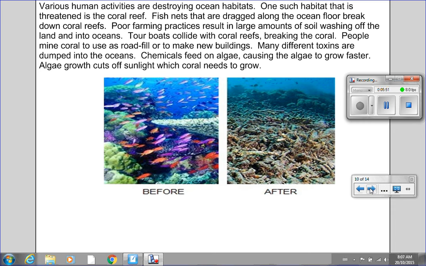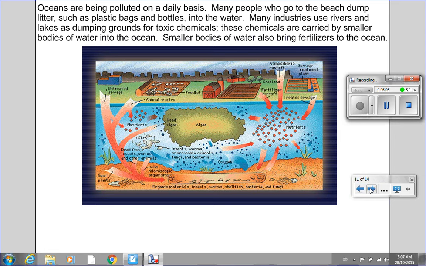Many different toxins are dumped into the oceans. Chemicals feed on algae, causing the algae to grow faster. Algae growth cuts off sunlight, which coral needs to grow. Oceans are being polluted on a daily basis. Many people who go to the beach dump litter, such as plastic bags and bottles, into the water. Many industries use rivers and lakes as dumping grounds for toxic chemicals. These chemicals are carried by smaller bodies of water into the ocean. Smaller bodies of water also bring fertilizers to the ocean.